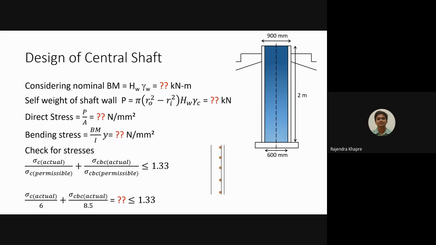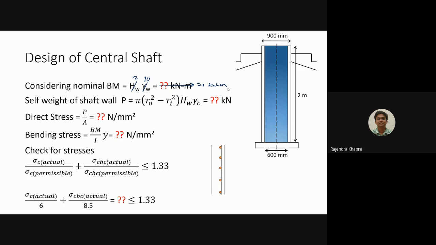For the nominal bending moment, generally we take height of the water multiplied by density of the water. That's it, nothing much. So the height of the water is 2 and the density of water is 10. So the nominal bending moment will be 20 kilonewton meter. Okay, so this is a nominal bending moment.